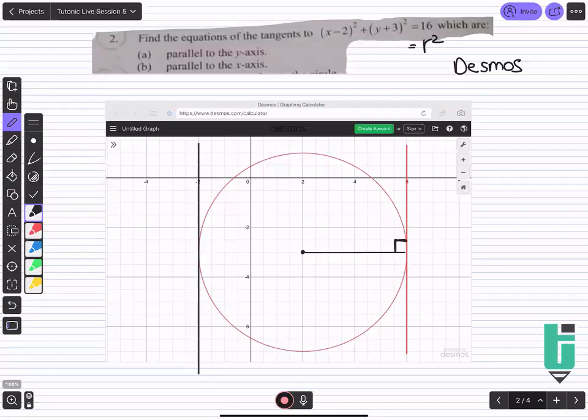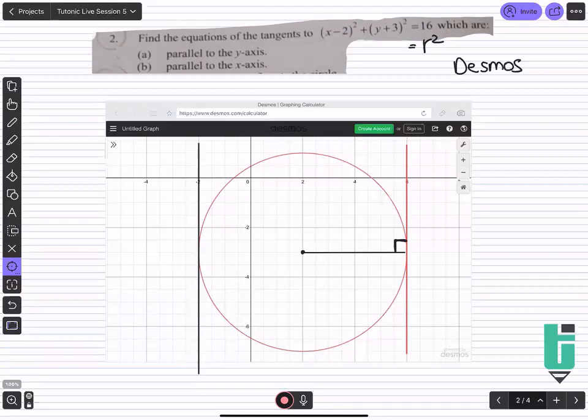Yes, please check the chat. Oh, okay. Chat. You can use the radius to find the tangents. Yes, exactly. Sorry, I wasn't looking at the chat.